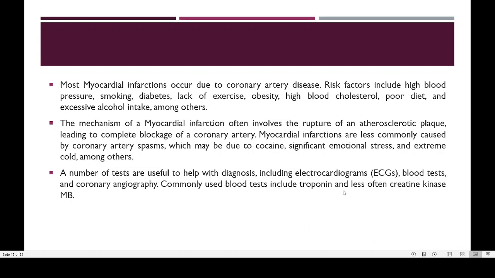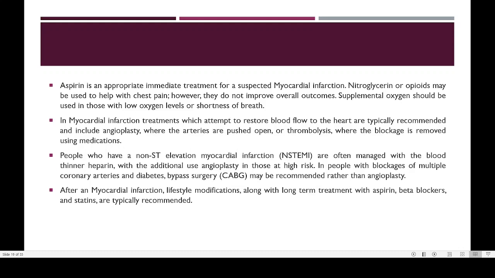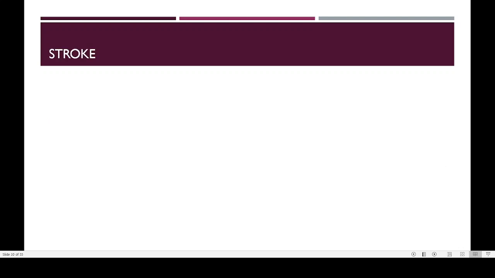These are some of the drugs which are normally used for treating myocardial infarction. When there is a myocardial infarction, people will be given aspirin. Aspirin is a fast acting drug. It can improve the outcomes of a heart attack to a much higher level.